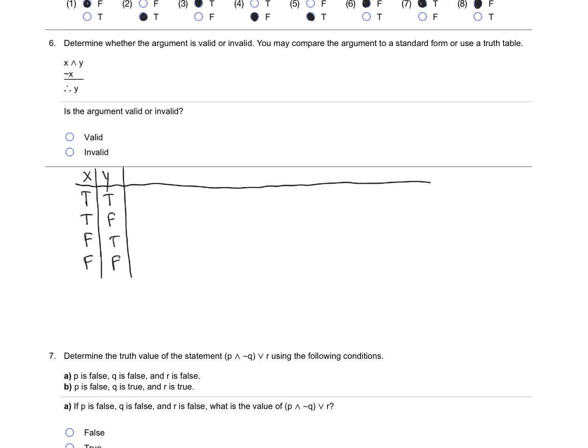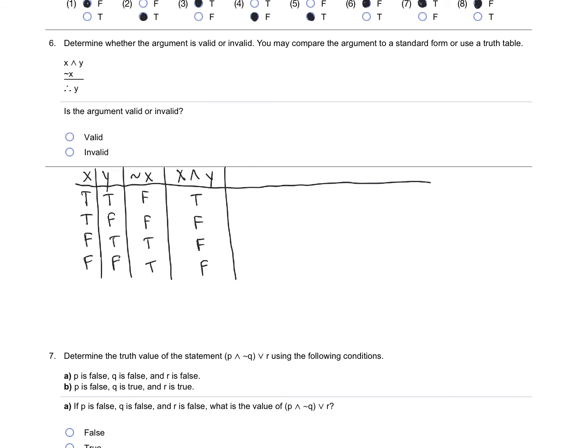Okay, then I'm going to find the negation of each of the, well, I only need the negation of X. So I guess I'll just do the negation of X. So that will be false, false, true, true. Okay, then I need the conjunction X and Y. So X and Y, it's a conjunction. That means they both have to be true. So in the first row, they're both true. The second row, one's false. Third, one's false. And the last one, both are false.